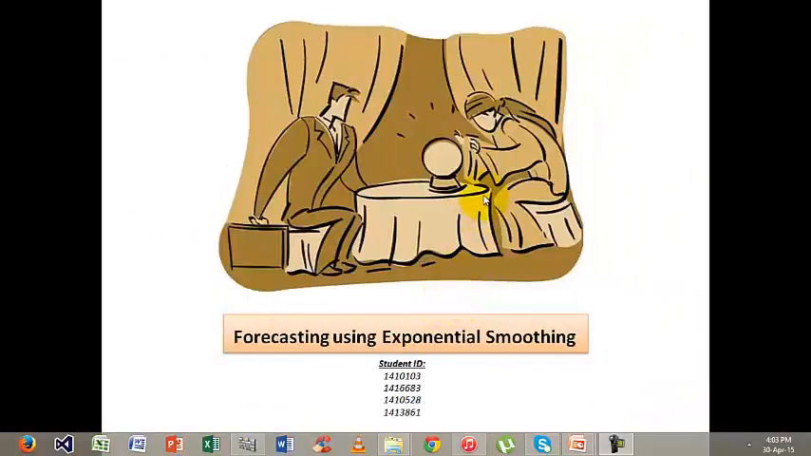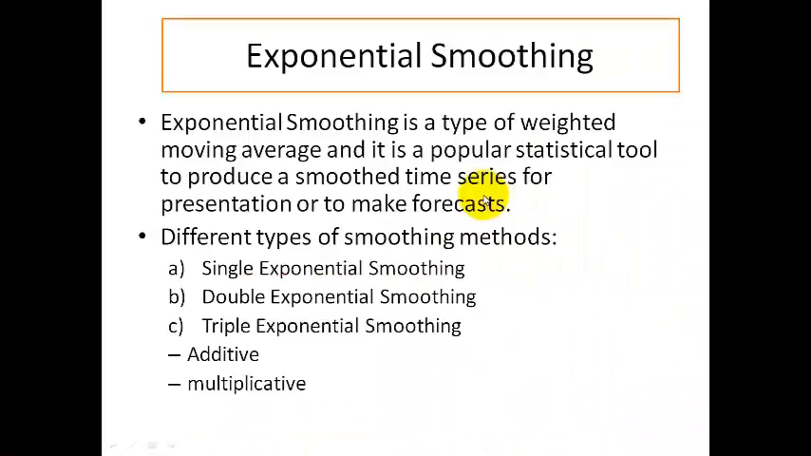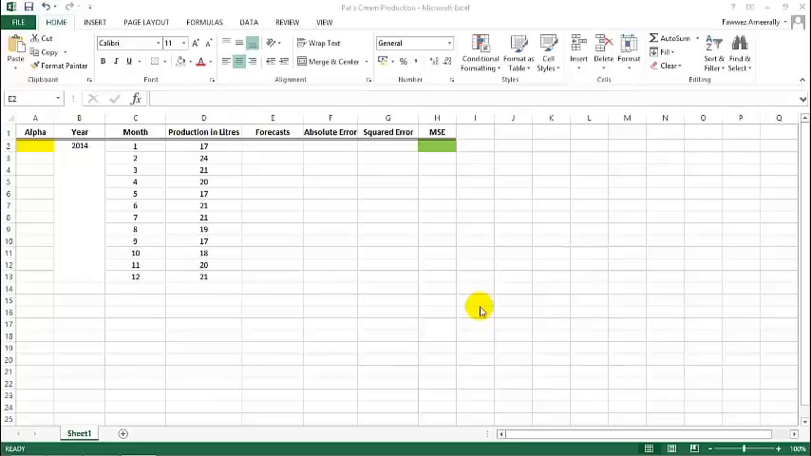Forecasting using exponential smoothing. Exponential smoothing is a type of weighted moving average, and it is a popular statistical tool to produce a smooth time series for presentation or to make forecasts. In this video, we are going to show you how to forecast data using these different types of smoothing methods. Firstly, we will look at how to forecast using simple exponential smoothing.